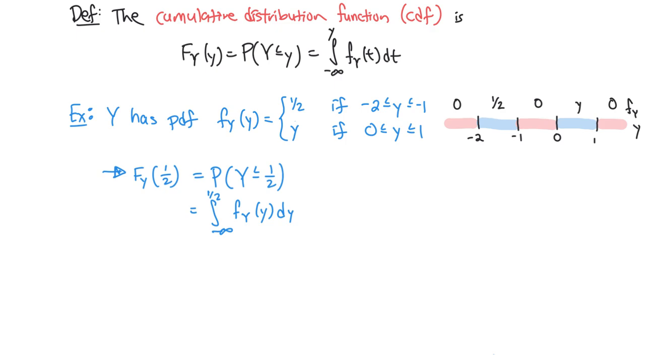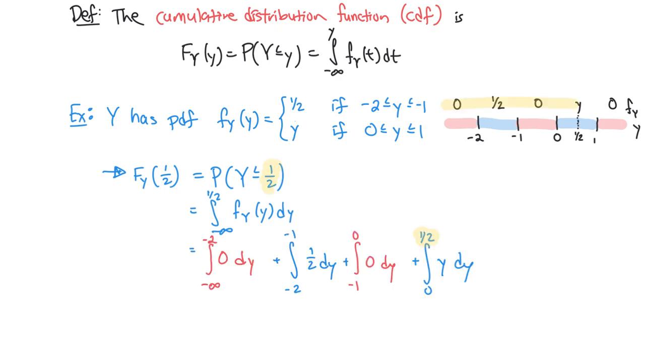There are regions here that were omitted because they had probability 0. In particular, from negative infinity to -2, the PDF was 0. From -2 to -1, the PDF was a half. From -1 to 0, nothing was stated, so that was a 0. 0 to 1 was y, and 1 to infinity was 0. So in order to integrate from negative infinity to a half, you're going to be integrating across many of these different values.